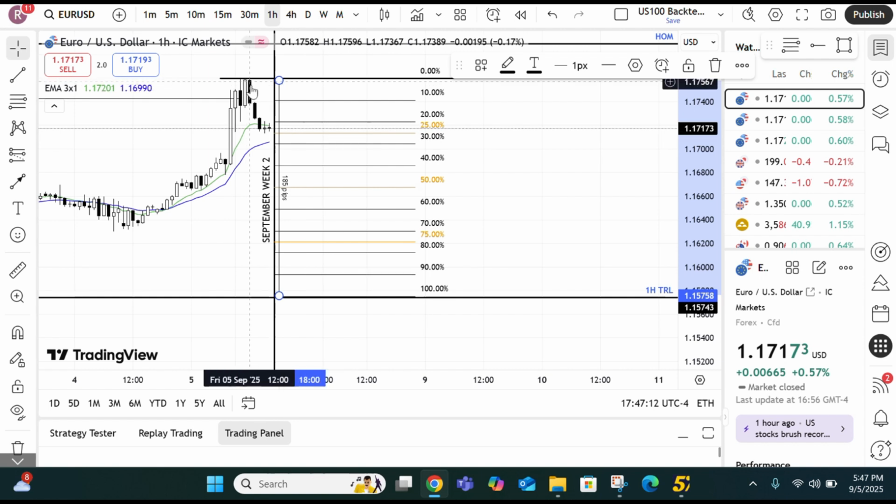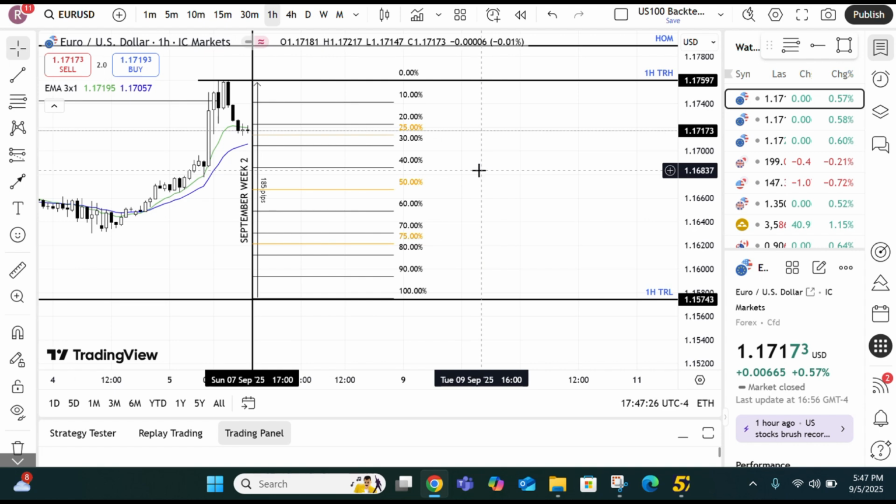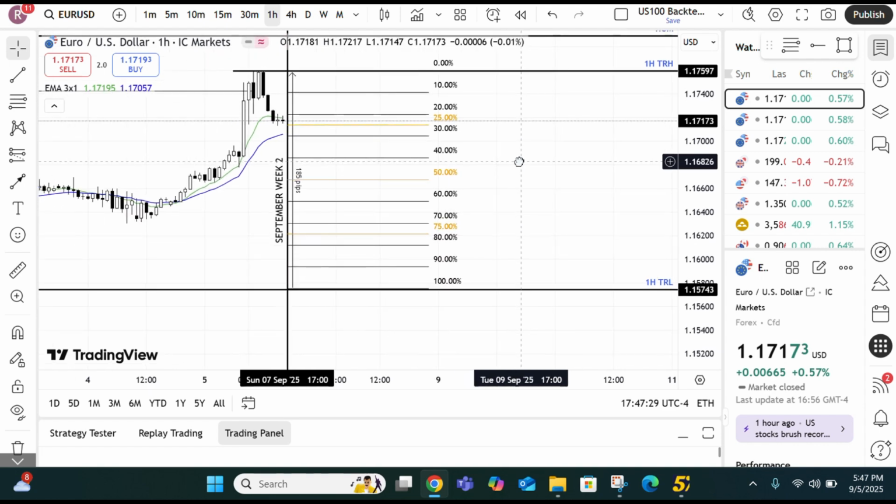All right, so we see price has already made a 20%, almost 25, or 25% pullback. So this is what we're looking at. We're looking for buys. All right, we are in an unconfirmed uptrend.